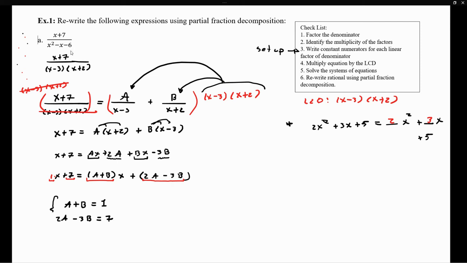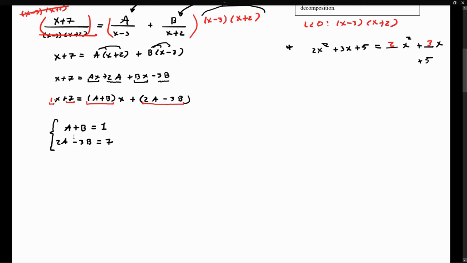And what I have set up here is a system of equations. Now this system of equations is something that we can solve because there are 2 variables and there are 2 equations, therefore it is solvable.